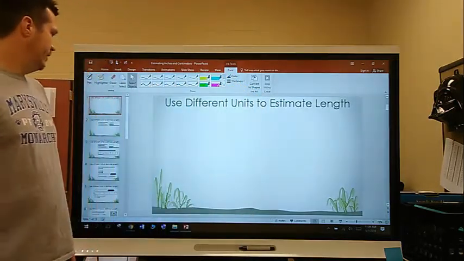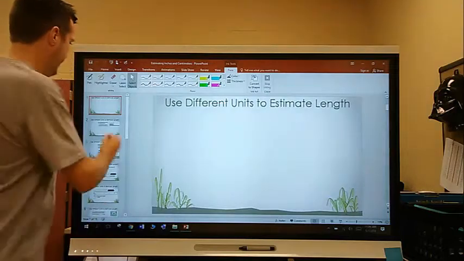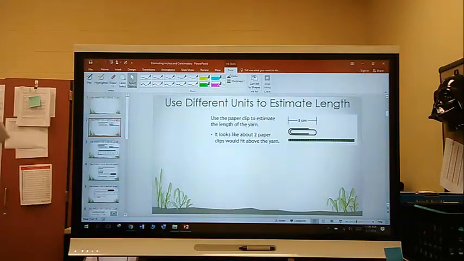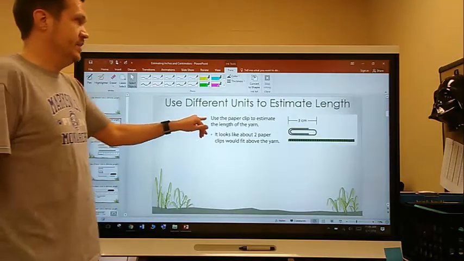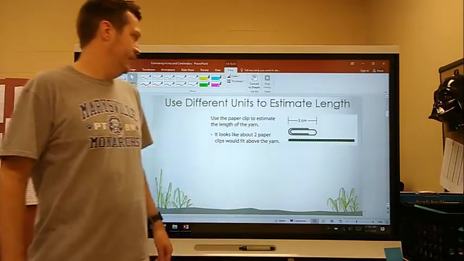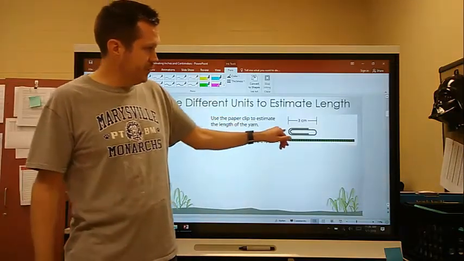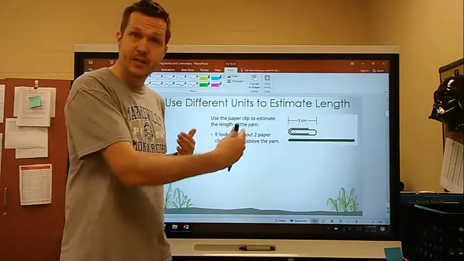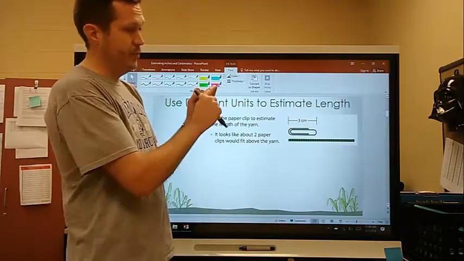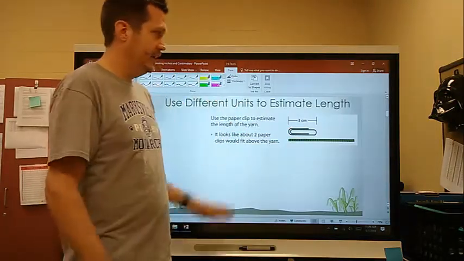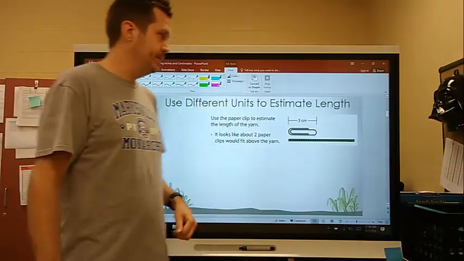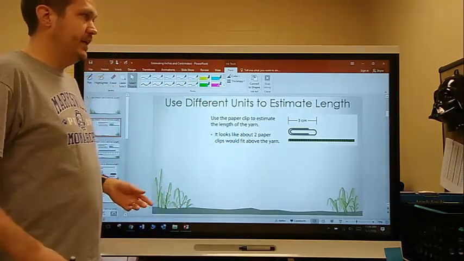So the first thing we're going to take a look at on here is the next one, which says, use the paperclip to estimate the length of the yarn. So this paperclip is about 3 centimeters in length. So it's about 3 pinkies if we were to look at it. It's a little bit bigger here on this screen, but you can see that it's about 3 centimeters.